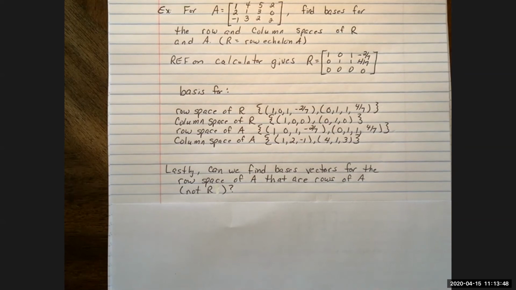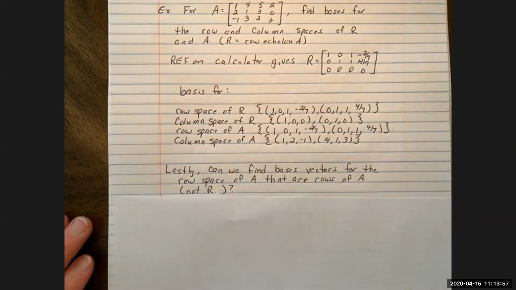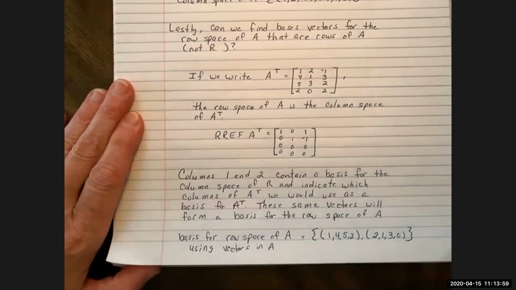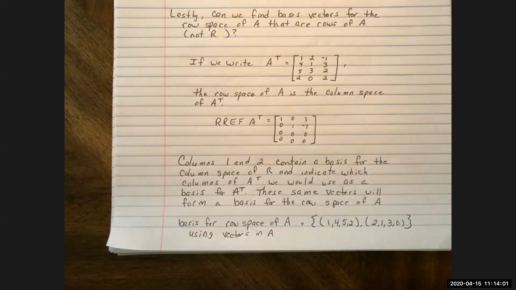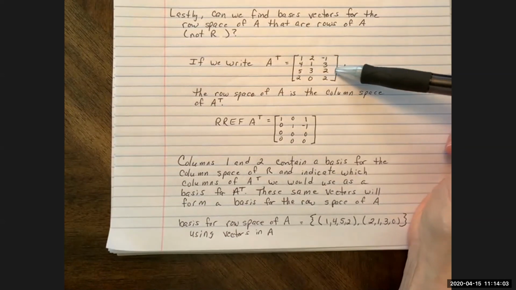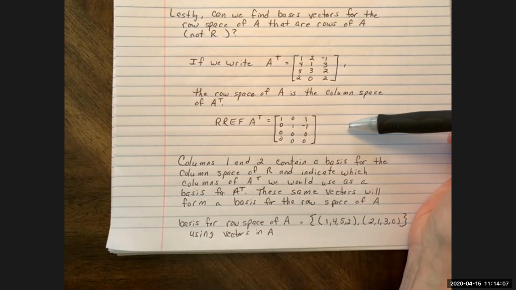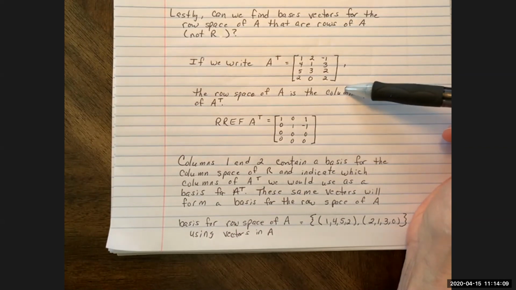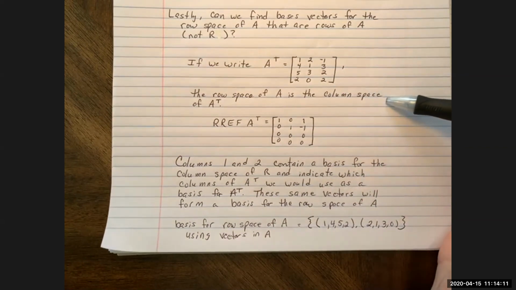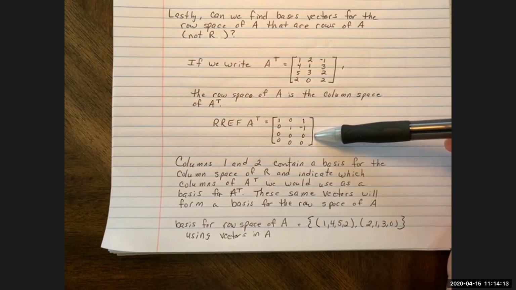All right, the last thing we want to do is see if we can find basis vectors for the row space of A that are actually rows of A and not R. And we're going to pull a little trick here. It's not hard. We're going to look at A transpose. If we write A transpose, the transpose of the matrix that we had at the top of the page, then the row space of A is the same as the column space of A transpose.